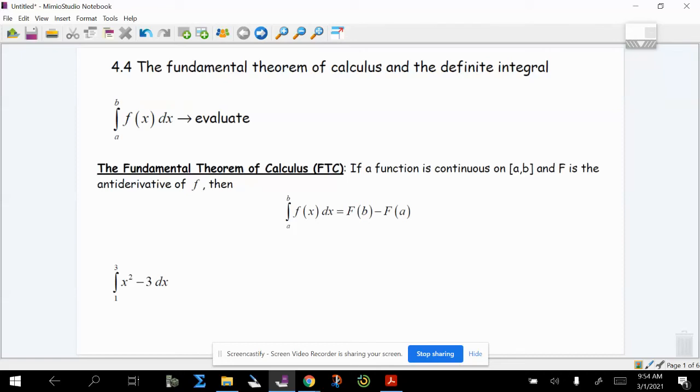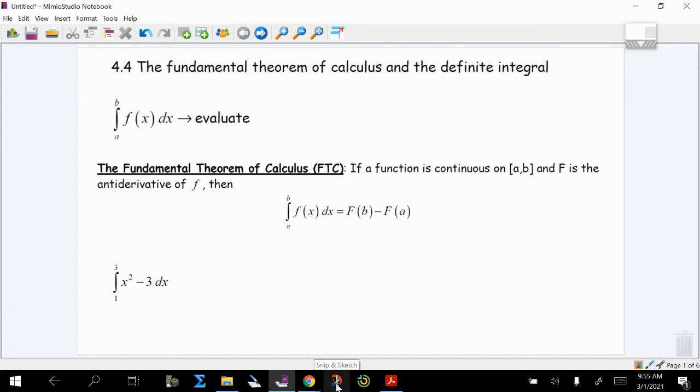We are moving into the second half of chapter 4, which is actually only made up of 2 sections, but we will spend a couple days on each sections because they are a little more involved. So section 4.4 is where we're at right now, and it's on something called the fundamental theorem of calculus, or I often abbreviate it FTC, and how we use that to work with definite integrals.